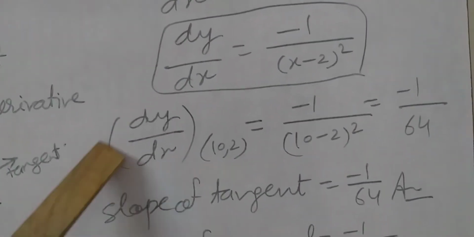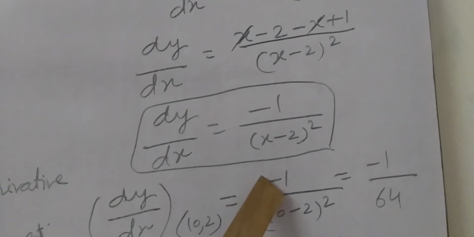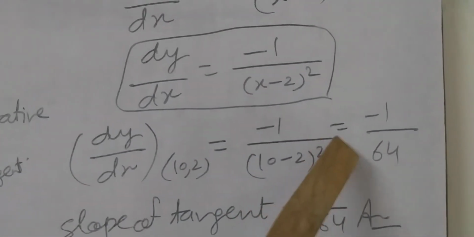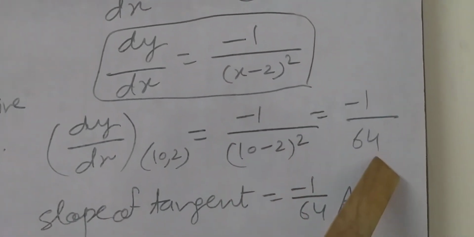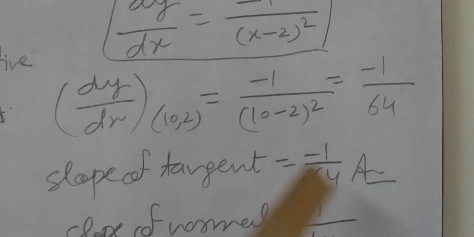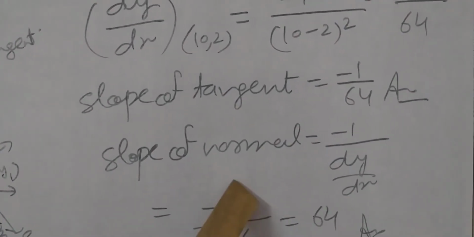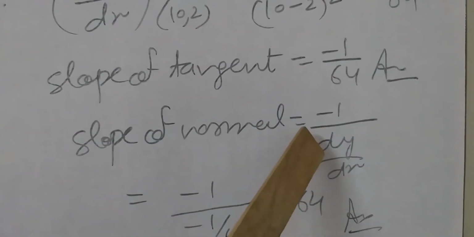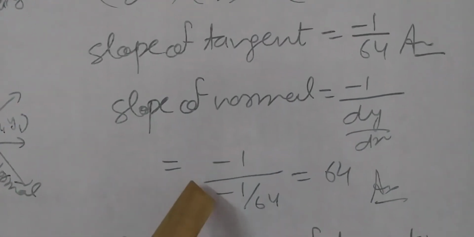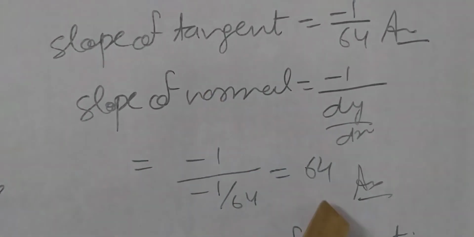Now dy by dx at the point 10, 2: minus 1 upon, we have to put here the value of x, 10 minus 2 whole square, equals minus 1 upon 64. So this is the value of dy by dx at the point. So it is the slope of tangent. Now students, slope of normal is minus 1 upon dy by dx. So minus 1 upon minus 1 upon 64, minus cancels, slope of normal equals 64.